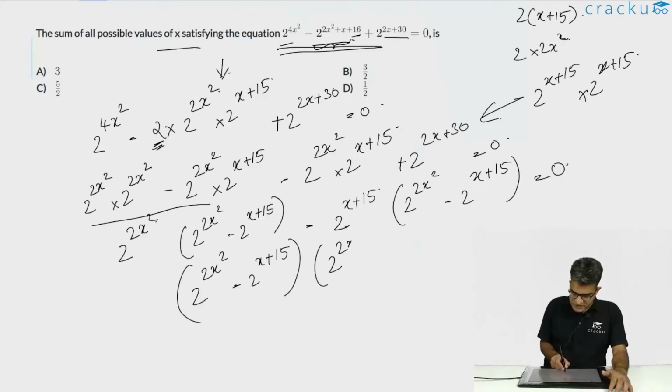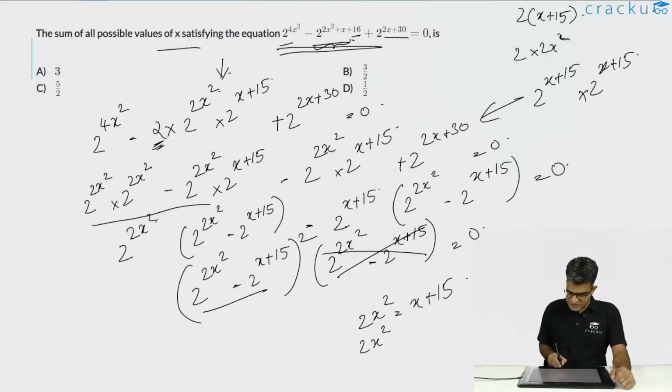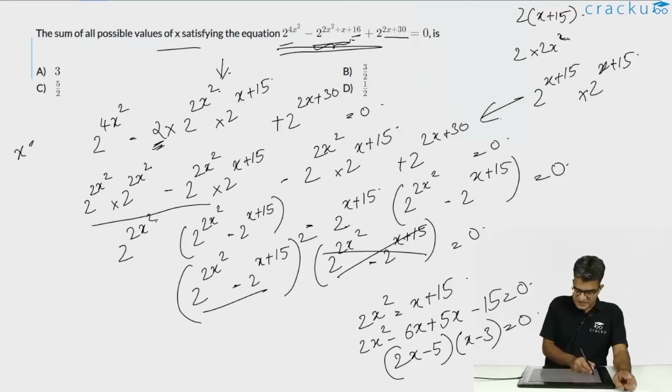This is basically 2 to the power 2x square minus 2 to the power x plus 15 whole square is equal to 0. Or we want 2x square to be equal to x plus 15 because we want this to be equal to 0. So the power of the exponents has to be the same. This is a quadratic equation which we can factorize. This is 2x square minus 6x plus 5x minus 15 is equal to 0. Or this is 2x minus 5 into x minus 3 is equal to 0. So the two values of x which satisfy this given equation are either x is equal to 3 or, this is 2x plus 5, or minus 5 by 2. So the sum of these two will be 1 by 2, which is option D.